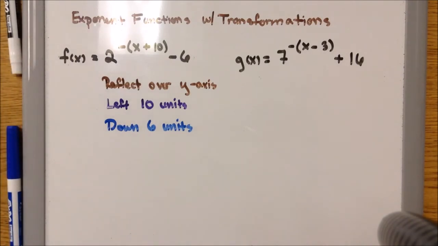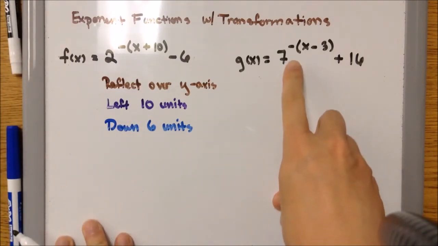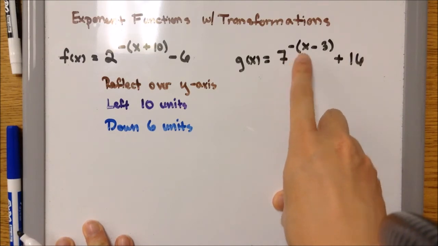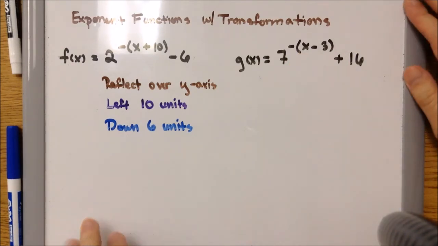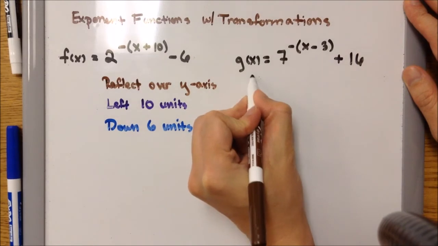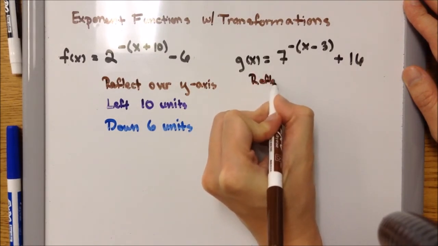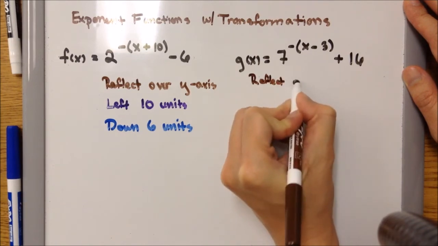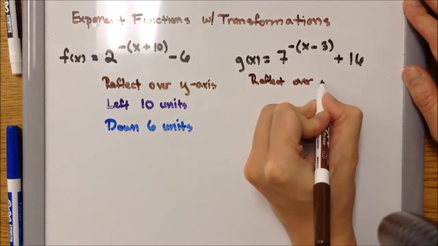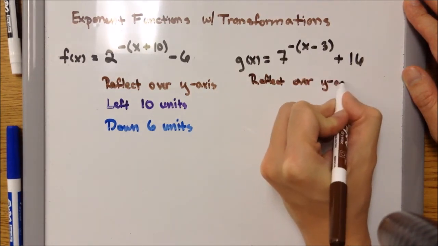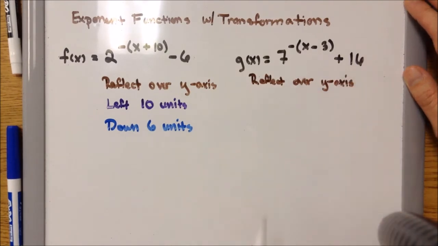Now if I were to do the same process for example 6, again, there's a negative in front of the x. So it's the same transformation. Reflect over y-axis. And that's pretty much it for reflection.